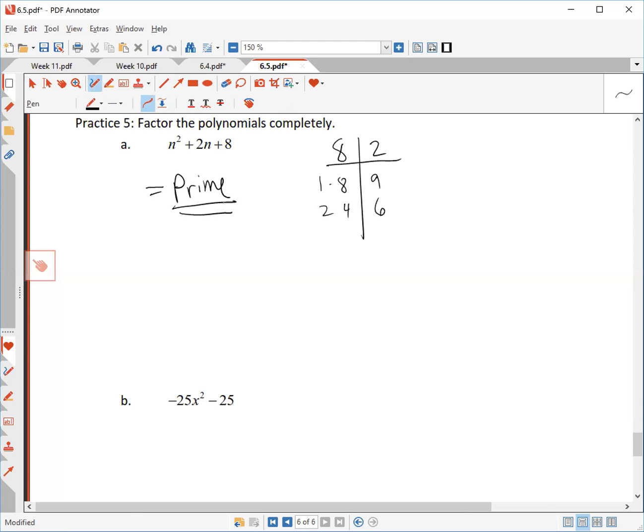Please don't say no solution. It's used for a different scenario. That's used if you have an equation you're trying to solve, and if you can't solve it, the equation has no solution. But this is just an expression, so it's either factorable or it's prime.